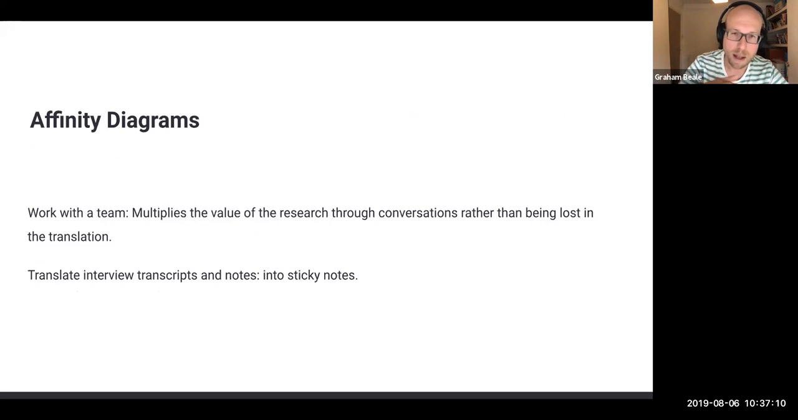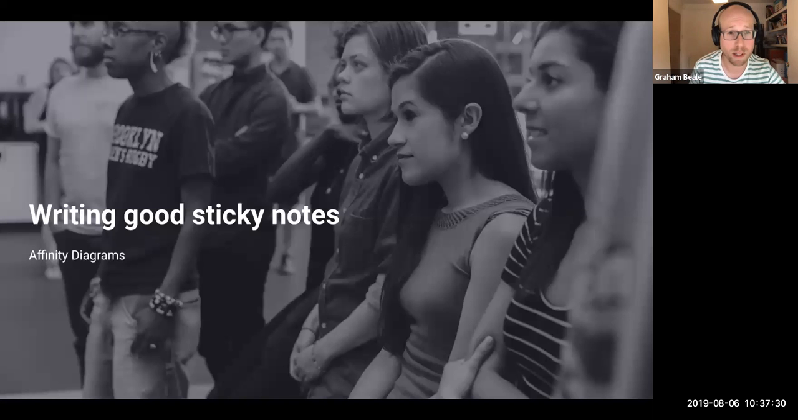So, as with the debrief, it's exactly the same kind of scenario. You're working with the team, going through the transcripts and the notes, putting them on sticky notes, and starting to introduce those topics to each other and make sure they're understandable. You put them on the wall and you start to bring them together.